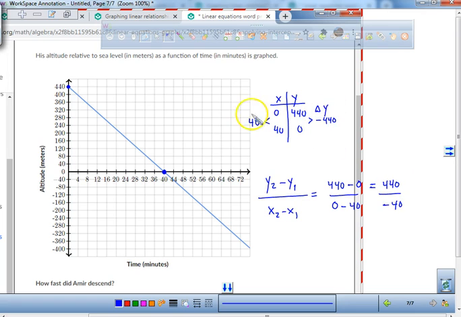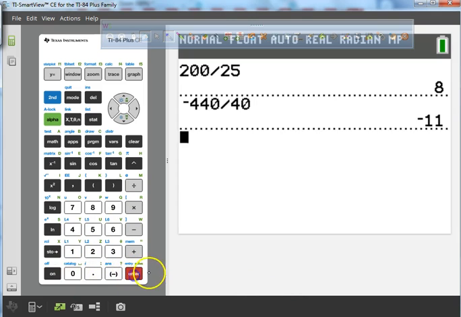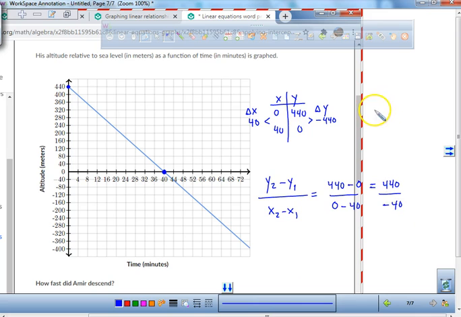Ready? This is the change in y. This is the change in x. And all I'm doing is negative 440 divided by 40. And I get negative 11. Now what does that mean? Our slope is negative 11, but that means that's how fast he's descending. He's descending at 11 meters per minute. 11 meters per minute is the speed at which he's descending.